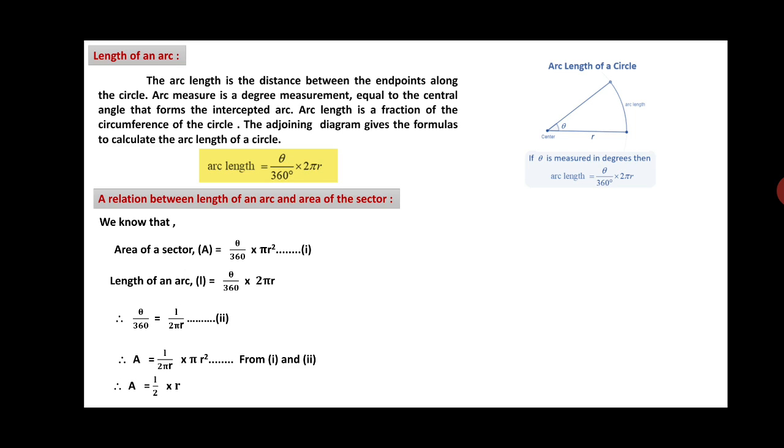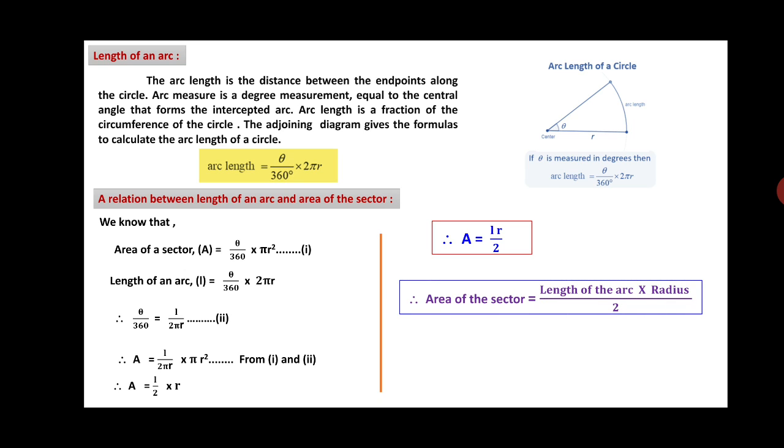Therefore, A is equal to L by 2 into r. Therefore, you can write A is equal to L r by 2. That is, the area of the sector is equal to length of arc into radius divided by 2. Or in general, you can write A upon pi r square is equal to L upon 2 pi r is equal to theta upon 360.